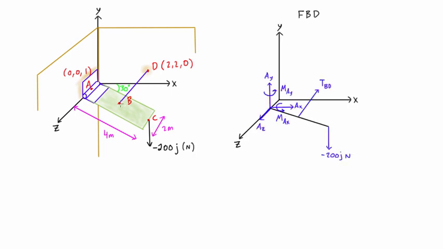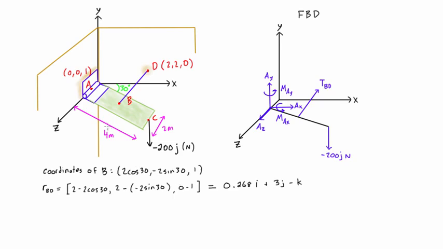Now looking at the coordinates of B, it's halfway along the plank here, so it's 2 meters down the plank and it's in the center line. So its coordinates would be 2 cos 30, negative 2 sin 30, and 1. Then the next step in finding the direction that this tension is oriented in would be finding the position vector from B to D, which is just the coordinates of the head minus the coordinates of the tail. So now we have the position vector from B to D in vector form.